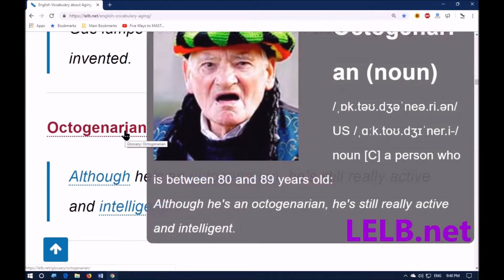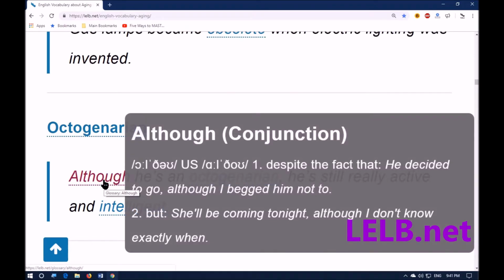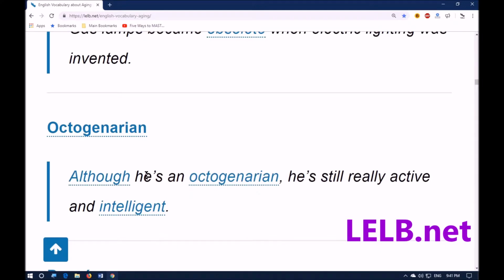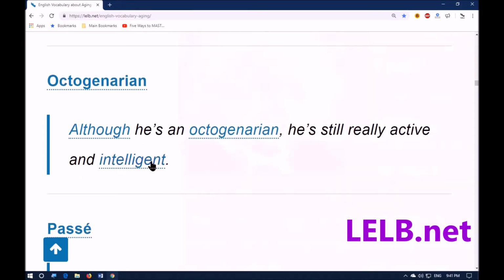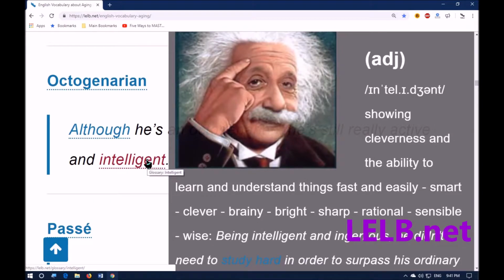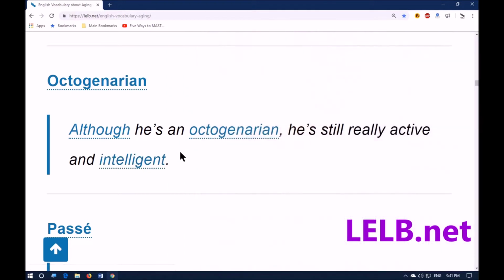Octogenarian. It means a person who is between 80 and 89 years old. Octogenarian. Too old. Although means despite the fact that. Although he is an octogenarian, he is still active and intelligent. Intelligent, you already know that, I'm sure. But anyway, showing cleverness and the ability to learn and understand things fast and easily. Smart, clever, brainy, bright, sharp, rational, sensible and wise. Okay, so there is a contrast here. Although he is an octogenarian, he is still really active and intelligent.